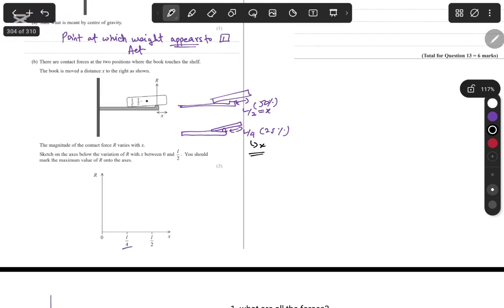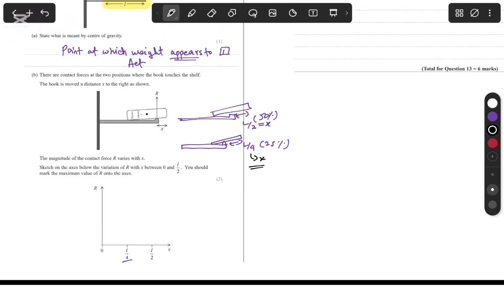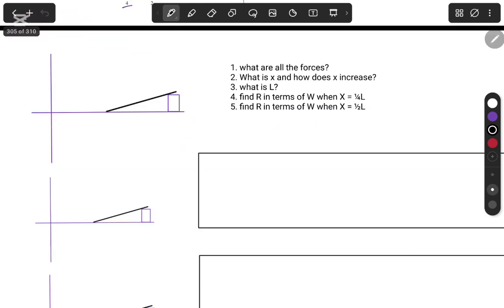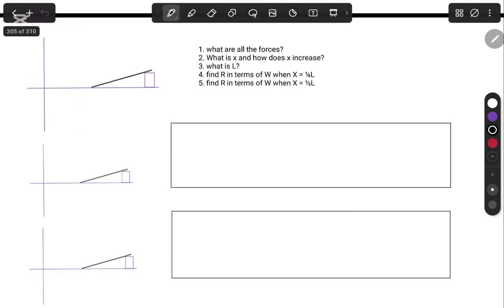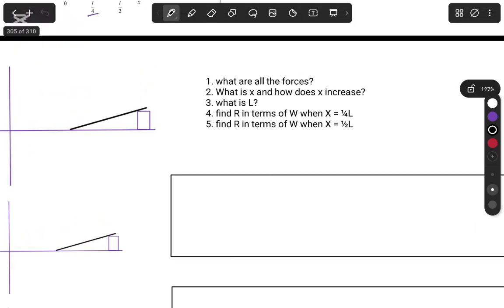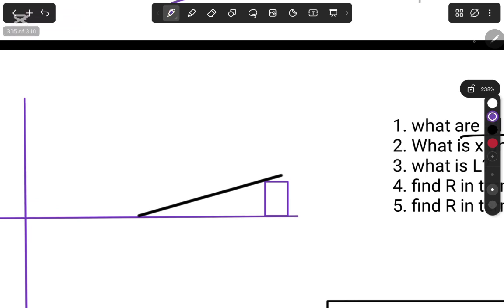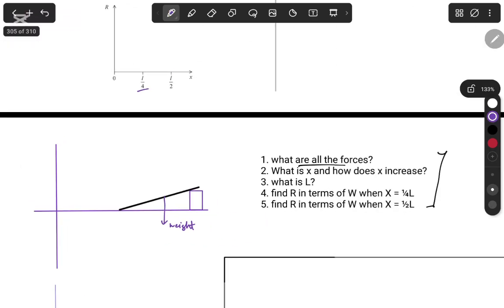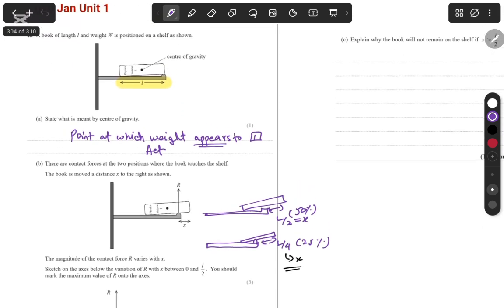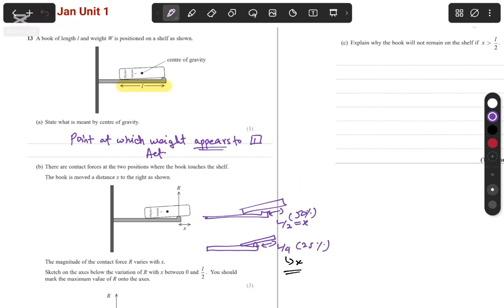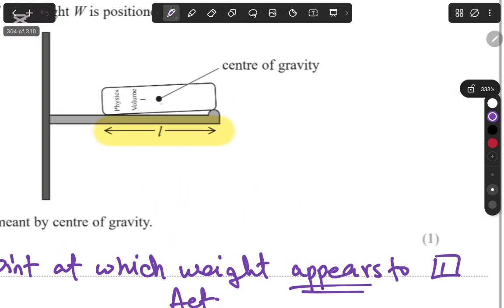Now to plot this graph, I've made it in a way that you understand it and you are able to answer it very clearly. So here I have arranged some things so we can understand this question properly. And I've made it in the form of 5 questions that I'm going to ask. The first one is, what are all the forces that we have here? So first we are going to look at the weight. So we have the weight. And if you read the question carefully, it's going to tell us that the weight acts directly from the center. If you look here, it's acting directly from the center, right in the middle.